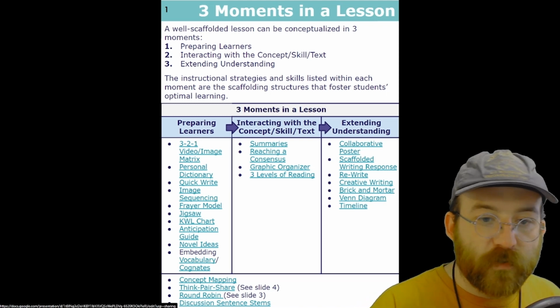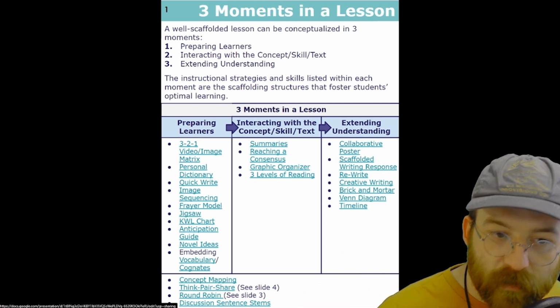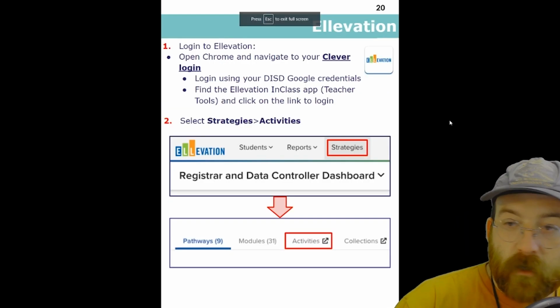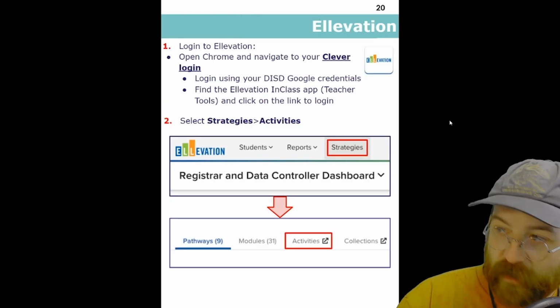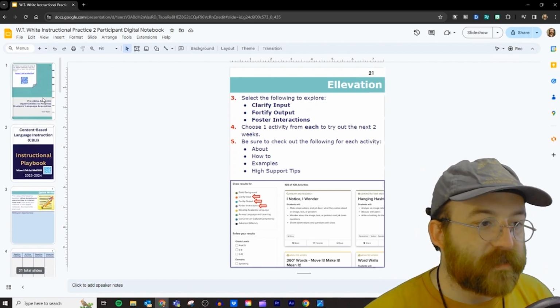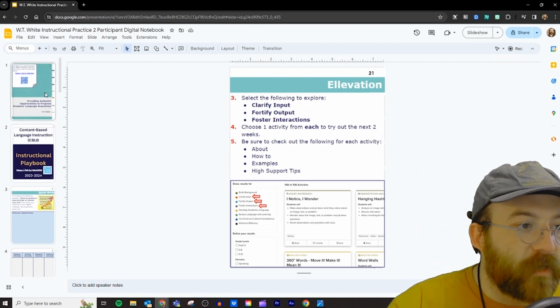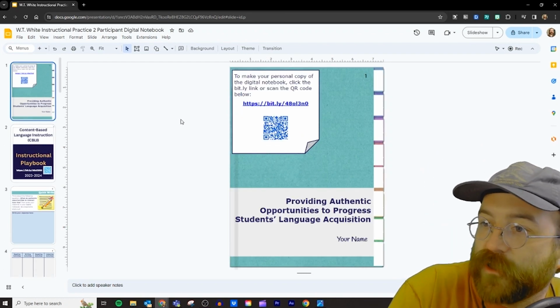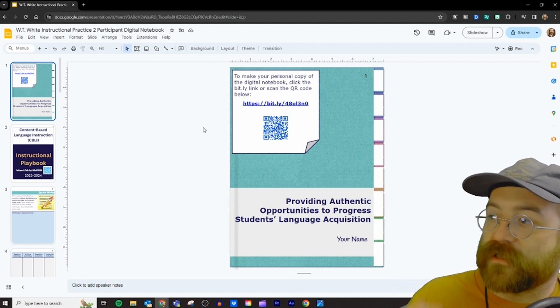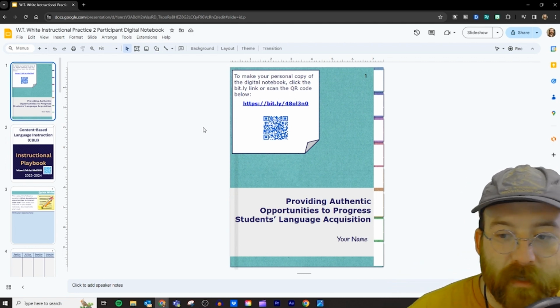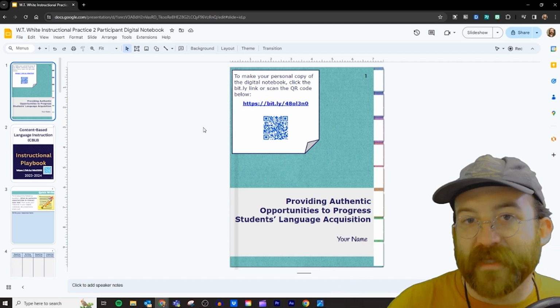And so if that helps you organize your lesson, I think best in 3s, then you can use this framework as well. It goes on to talk about how to access further activities in Elevation, but it has a ton of great resources and links to great resources. And so I would highly suggest that you look to this if you're stuck or need some inspiration when it comes to engaging your students authentically in class.